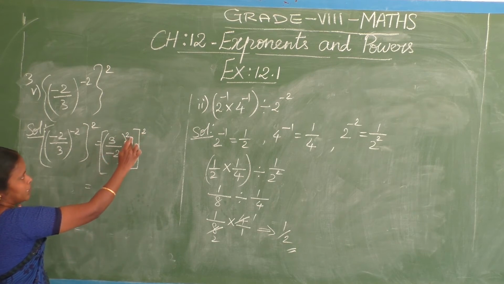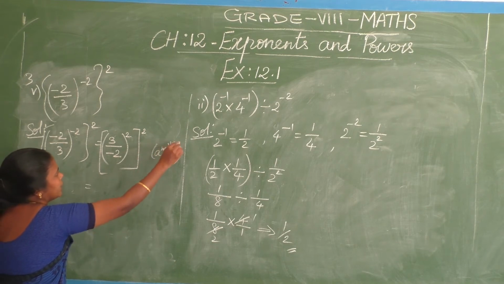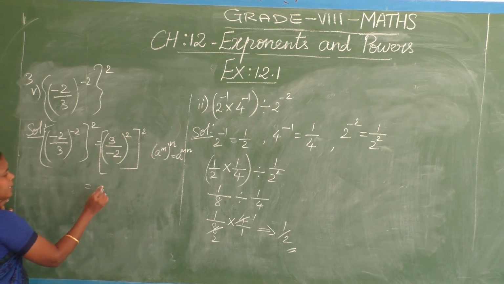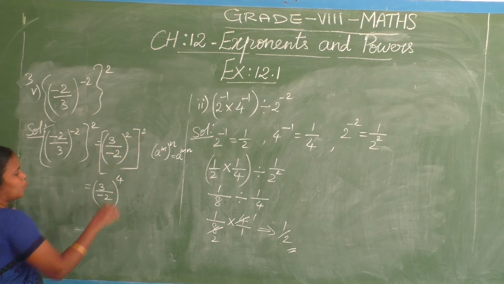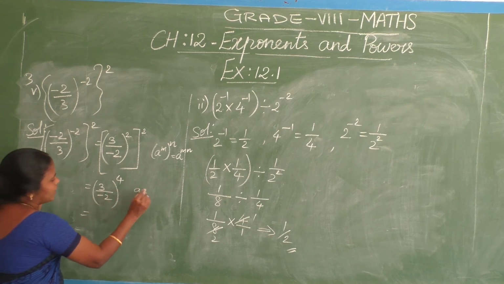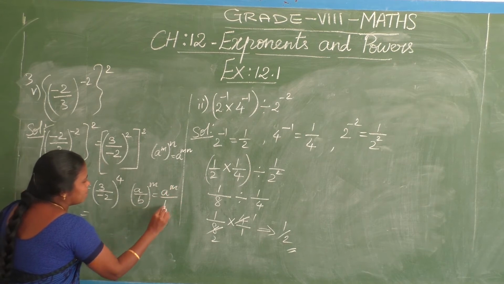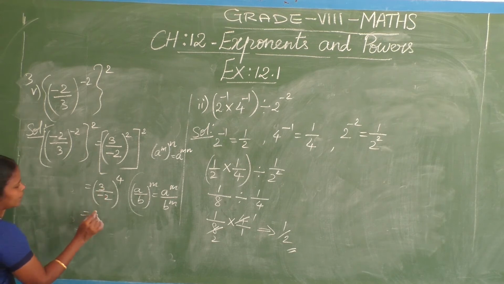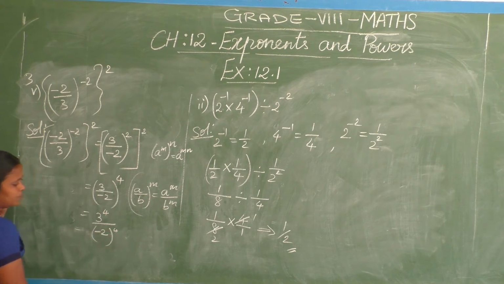Power, then another power. So using the law (a power m) the whole power n is a power mn, this can be written as (3 by minus 2) the whole power 2 into 2, which is 4. Clear? Now here, which formula? (a by b) the whole power m is equal to a power m by b power m. Using this formula, this step can be written as 3 power 4 by (minus 2) the whole power 4.